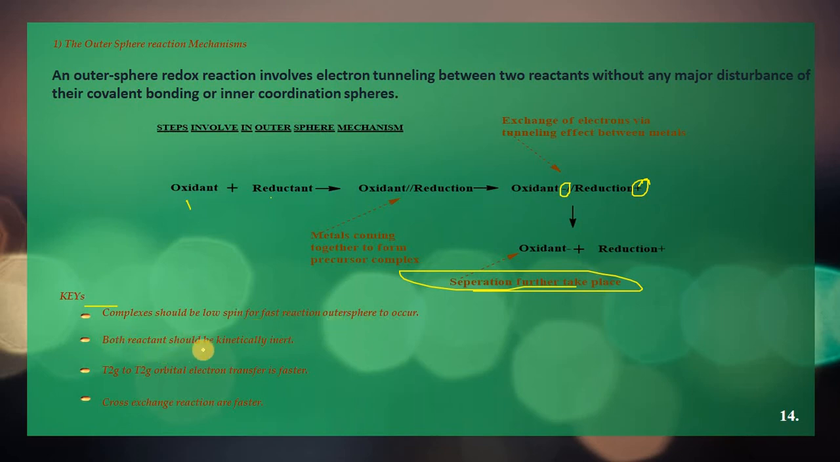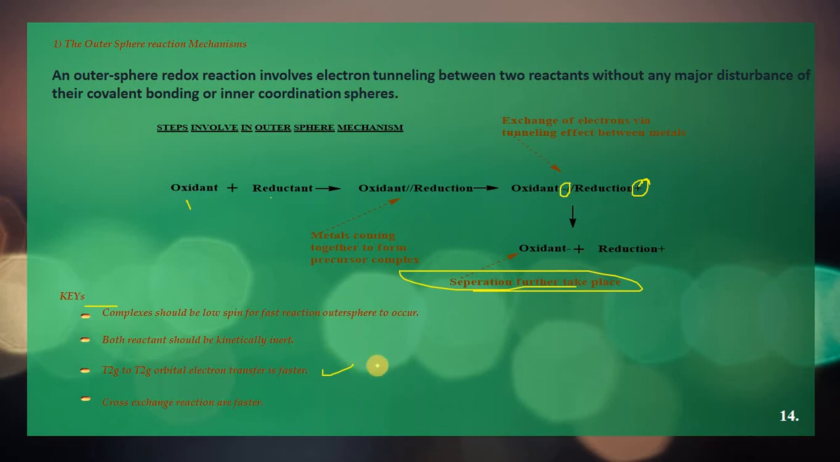And here both reactants should be kinetically inert. And after that, t2g to t2g orbital electron transfer is fast. Professor Dr. Jan explained much more on this in the slide. So cross exchange reactions are faster, and I will explain again. The complex should be in a low spin for fast reaction to occur. Yes, they should be in a low spin. Both reactants should be kinetically inert.